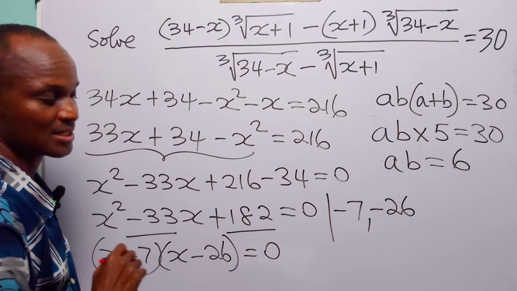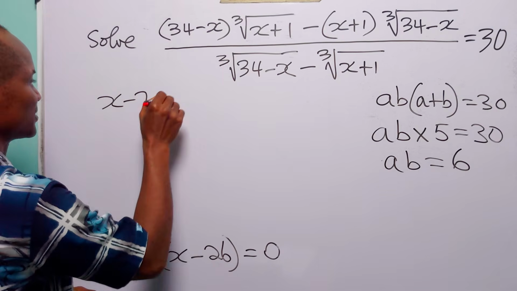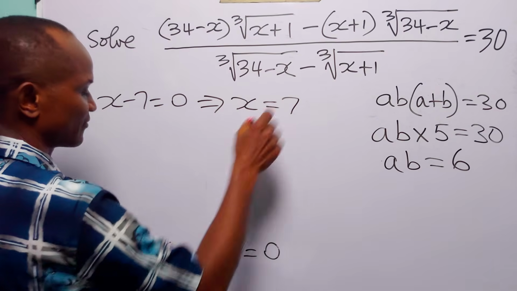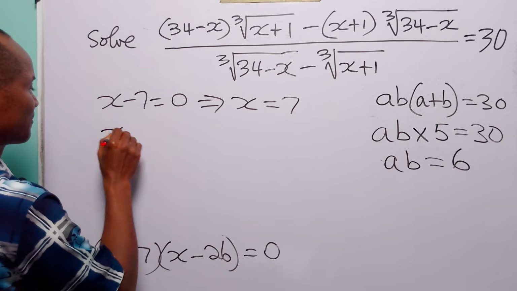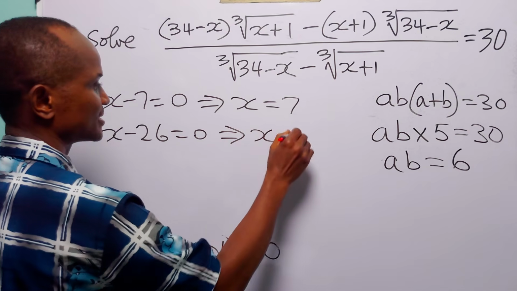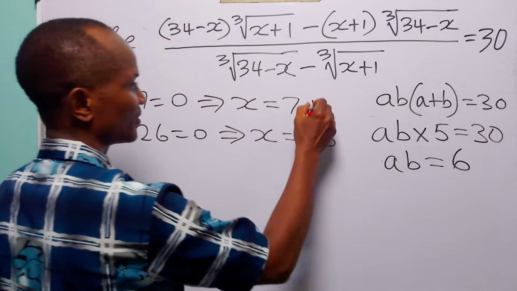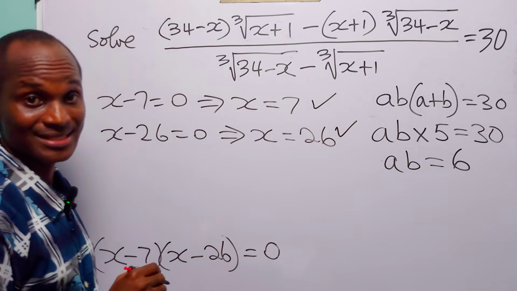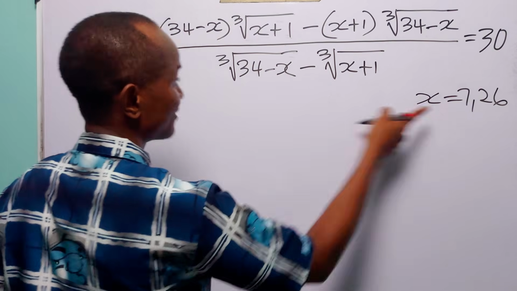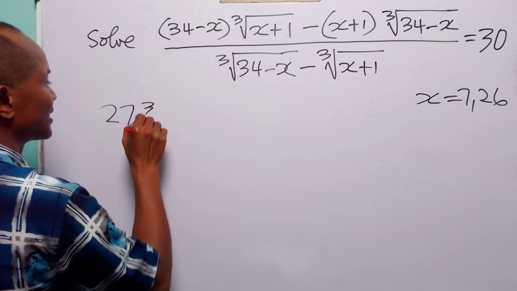is equal to 0. And from here, we have that either x minus 7 is equal to 0 from where x is equal to 7, or x minus 26 is equal to 0 from where x is equal to 26. So we have two values of x. We have 7 and we have 26.